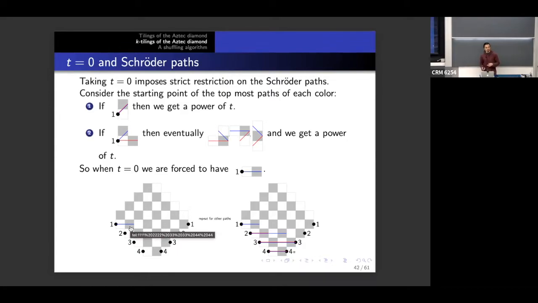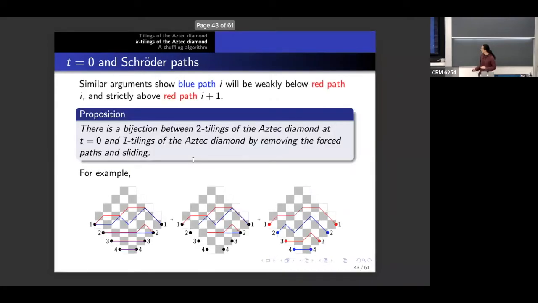And you can do this same sort of analysis for all the paths, and you get that there's a large region of paths that's completely forced to just be horizontal. So then the way this bijection to a single tiling of the Aztec diamond works is that you look at all your forced paths and you delete them from your configuration, and then what's left, you just slide down and right until it matches up with the boundary conditions, and it turns out to be a valid tiling of the normal Aztec diamond. So we have a nice geometric proof of the fact that the partition function when t is equal to 0 is just the normal partition function for the standard Aztec diamond.